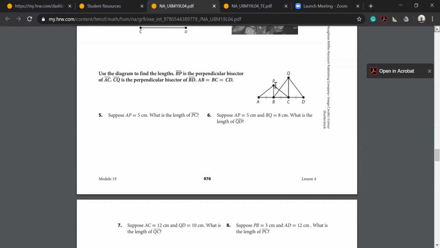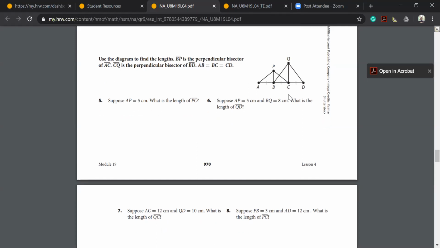Suppose that BP is 3 centimeters and AD is 12 centimeters. What is the length of PC? Again, suppose that PB, this standing line in here, is 3 centimeters. So I know this line in here is exactly 3. And AD is from here till here, girls.